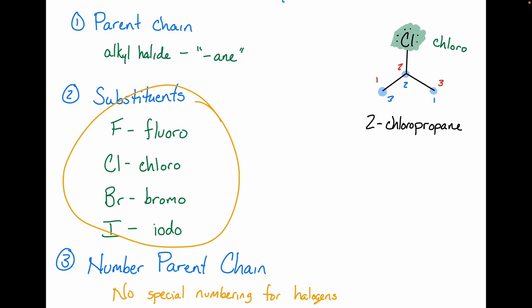We treat those halogens as substituents, right? So if it's a fluorine, it's a fluoro group. Chlorine's a chloro group. Bromine's a bromo group. And iodine is an iodo group.